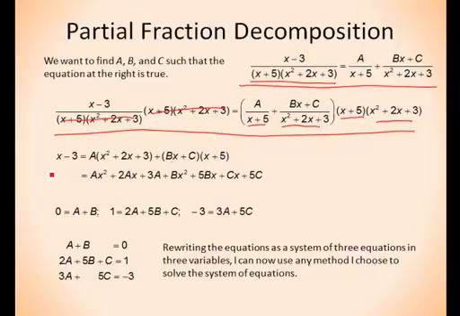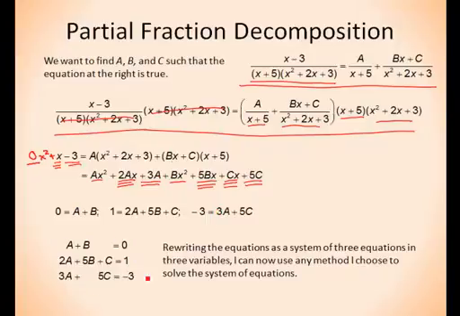expanded term here. I do not have a coefficient of x squared, or rather I have, it's 0. So 0 has to equal the coefficients of x squared. 0 has to equal a plus b. My coefficient of x is 1 over here, and I have 2a plus 5b plus c, so 1 has to equal 2a plus 5b plus c, and my constant term is negative 3, and that has to equal 3a plus 5c.